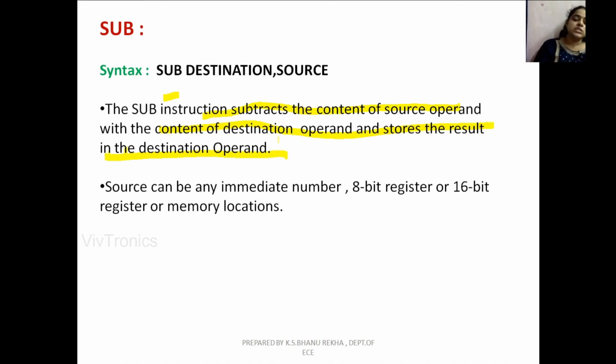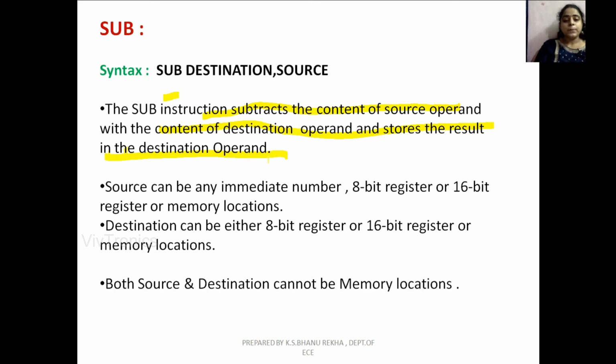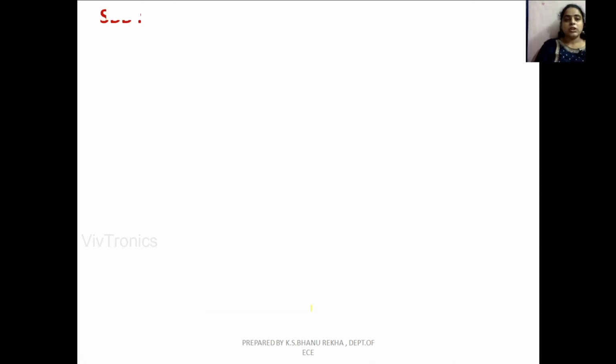Now let us see the possibilities of source and destination operands. The source can be any number, an 8-bit register or 16-bit register, or a memory location, and the destination can be either an 8-bit or 16-bit register or a memory location. Both source and destination cannot be memory locations. The flags affected after the SUB instruction are all 6 conditional or status flags. Now let us see the examples. I am going to give you examples for SUB, SBB and decrement, the last 3 instructions.